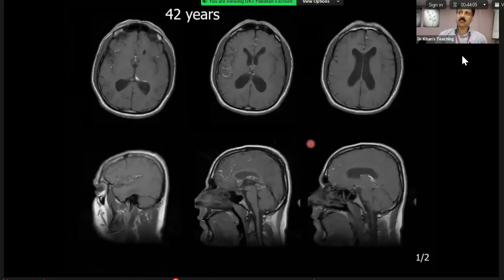This is your last case, and then candidate 7 should be ready. Candidate 6, what is it?